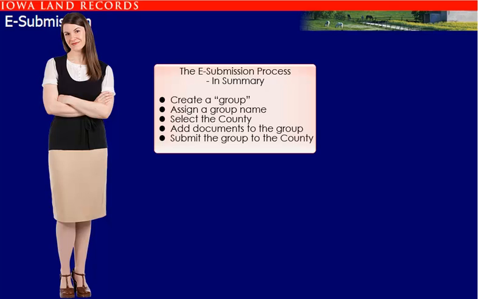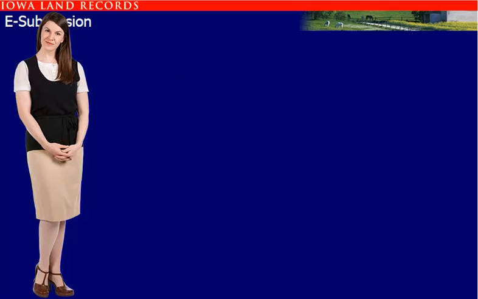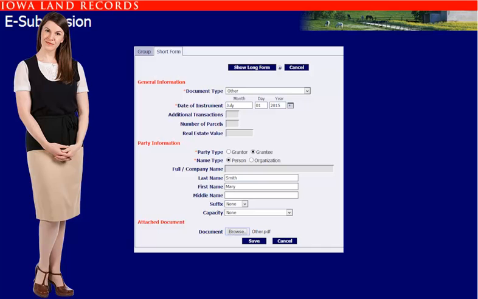Start by creating a group and assigning a group name. Then select the county where you wish to have the documents recorded. After a group or container is created in the Iowa Land Records e-submission service, documents are added to the group following a simple process. Basic information about a document is entered into a short form. Then a document image is attached to the form. The Save button is selected to proceed to the next step.